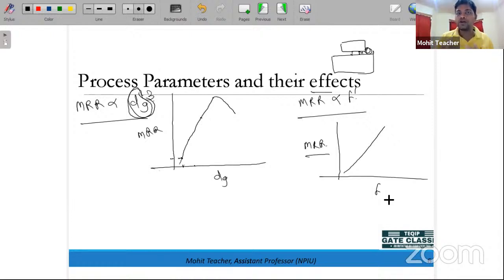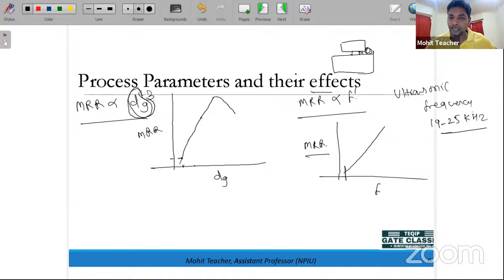The reason is that we have already decided that we are working in the ultrasonic frequency range, which is 19 to 25 kilohertz. So whatever value I take from here to here is in the range of 19 to 25. Please keep that in mind. If we go beyond that, then definitely there will be a decrease in the material removal rate, but that will not be the ultrasonic frequency. So you have to keep that in mind too. These are the two effects that I had decided to show you.